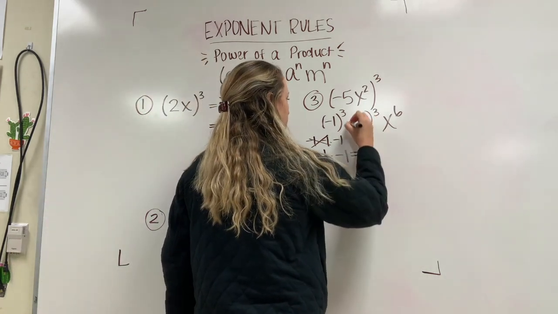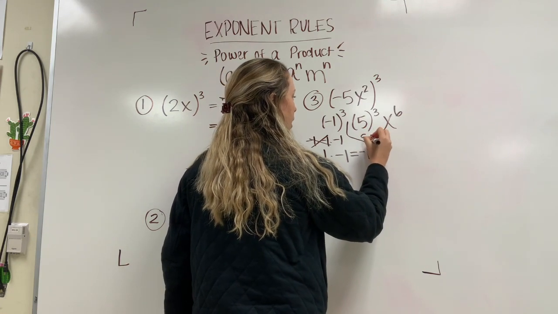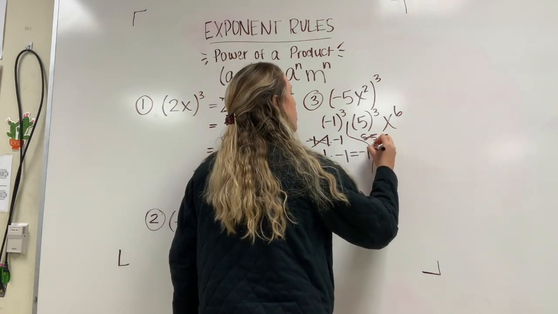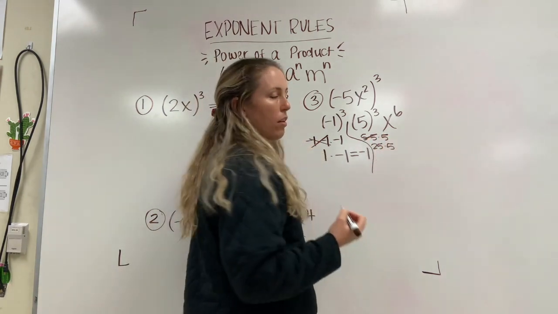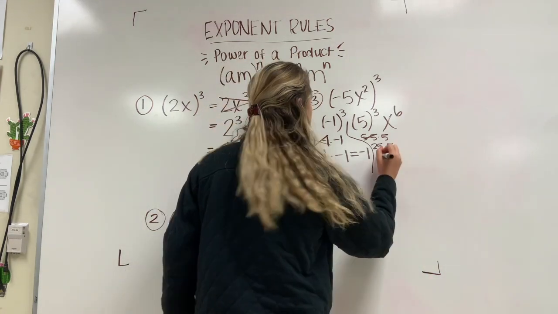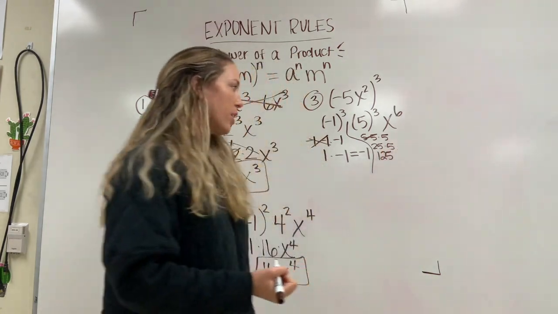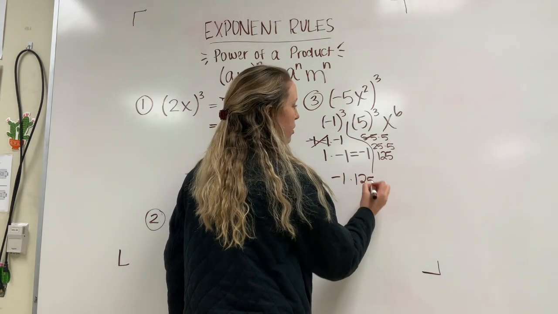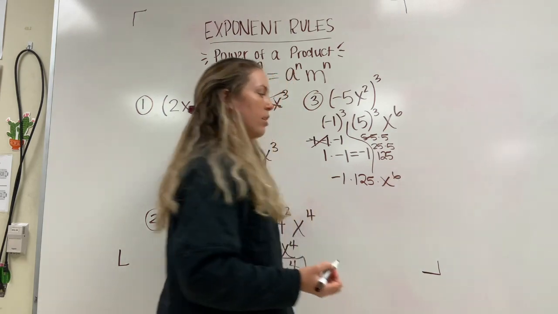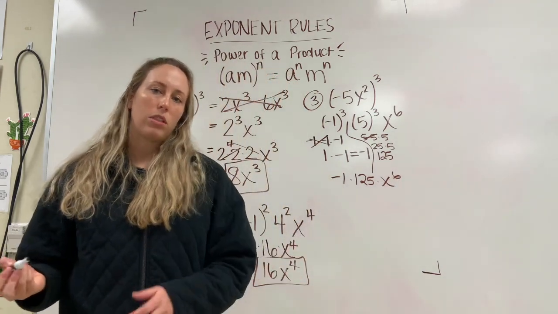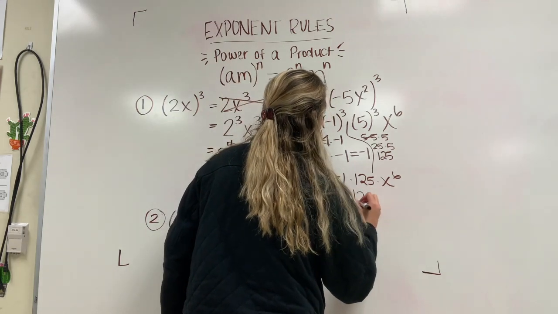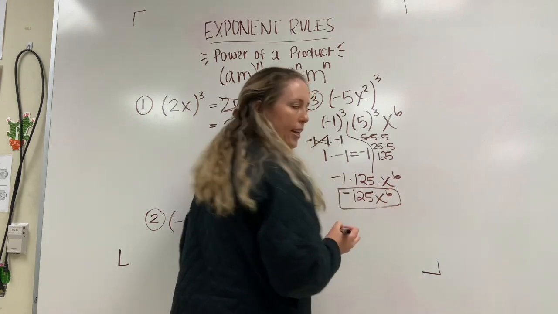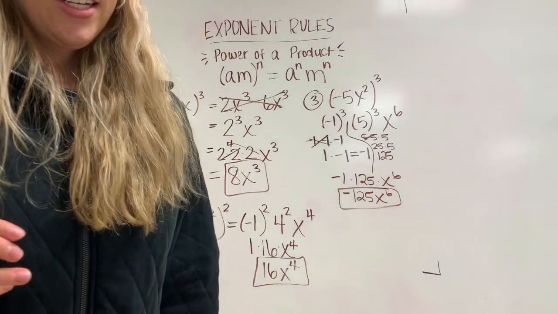Okay. Next, we've got 5 cubed. So that's, let me separate these guys, 5 times 5 times 5. 5 times 5 is 25. And 25 times 5 is 125. All right, so we've got our pieces. We've got -1 times 125 times x to the 6th. Okay, that -1 times the 125 gives us -125 x to the 6th. Yay!